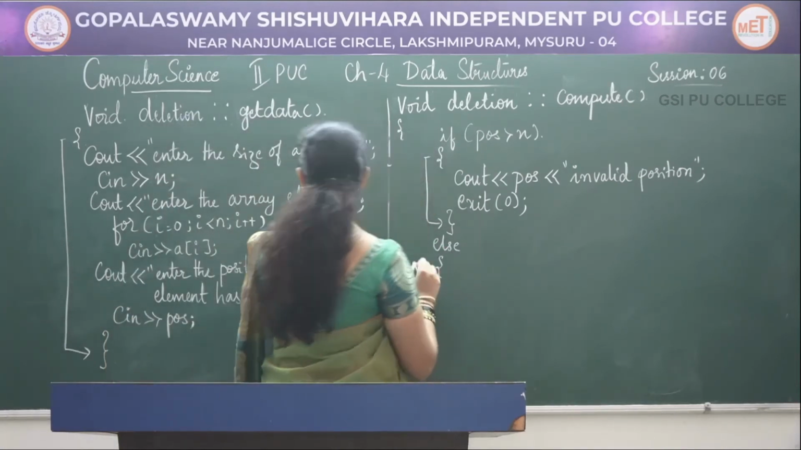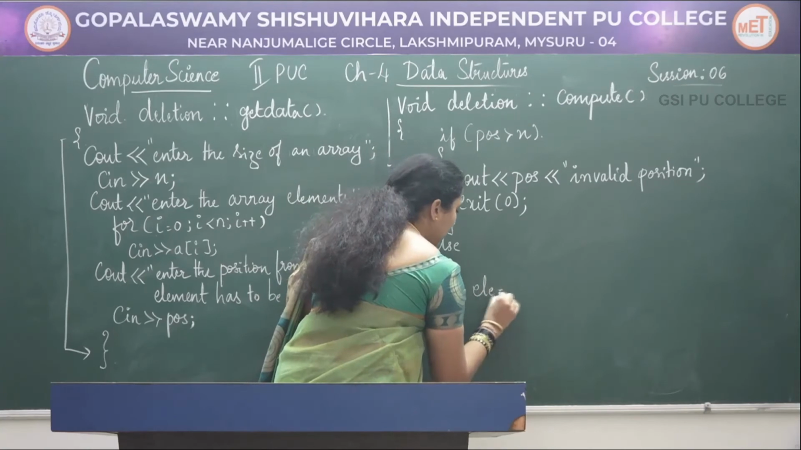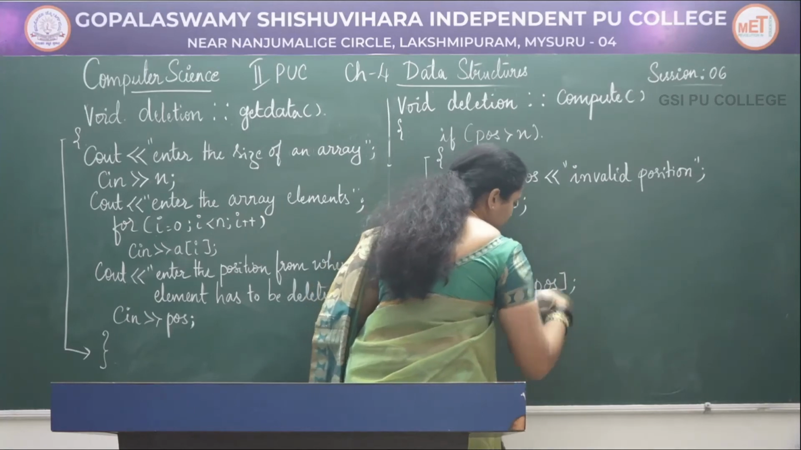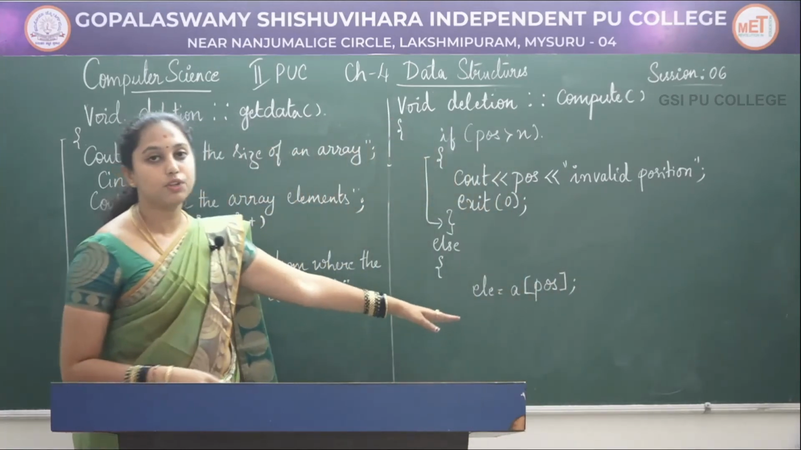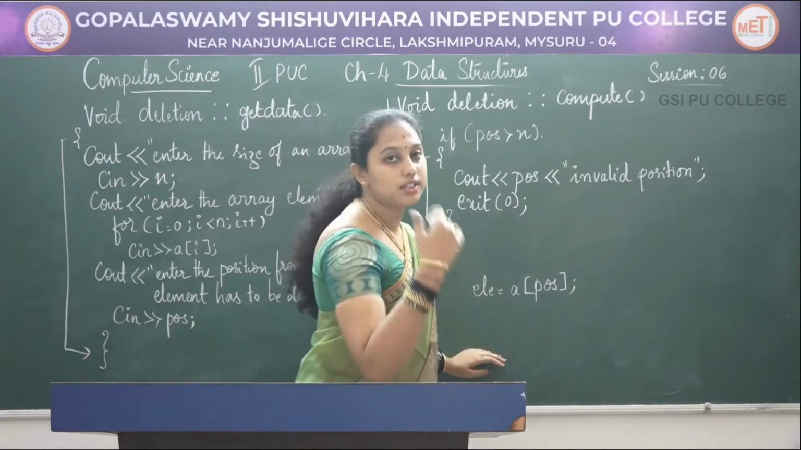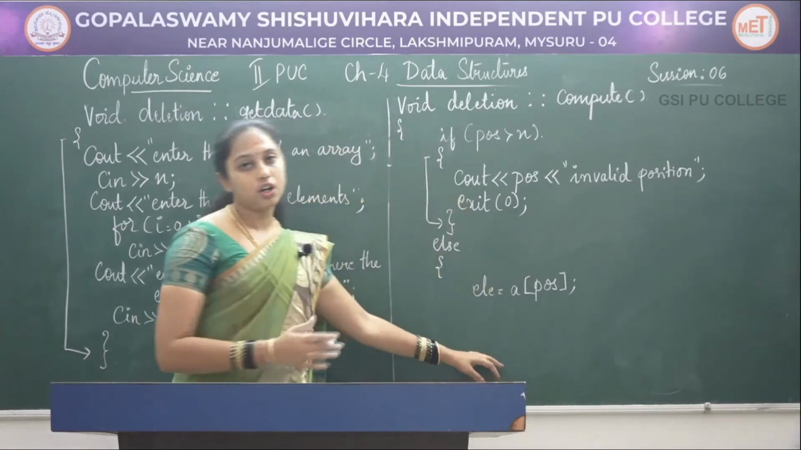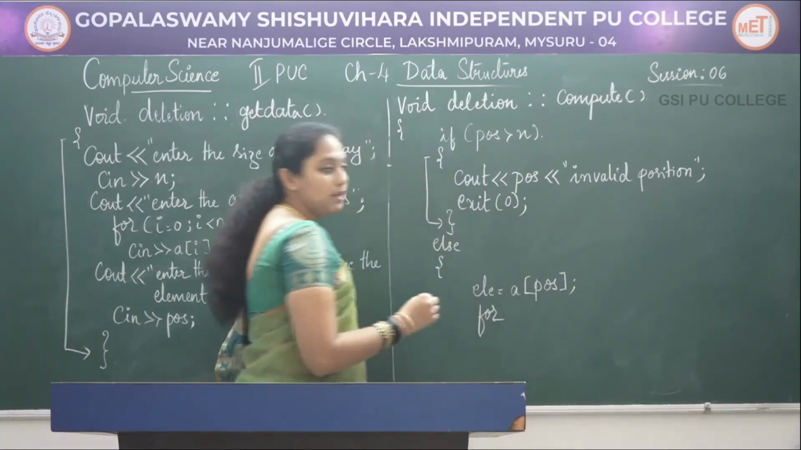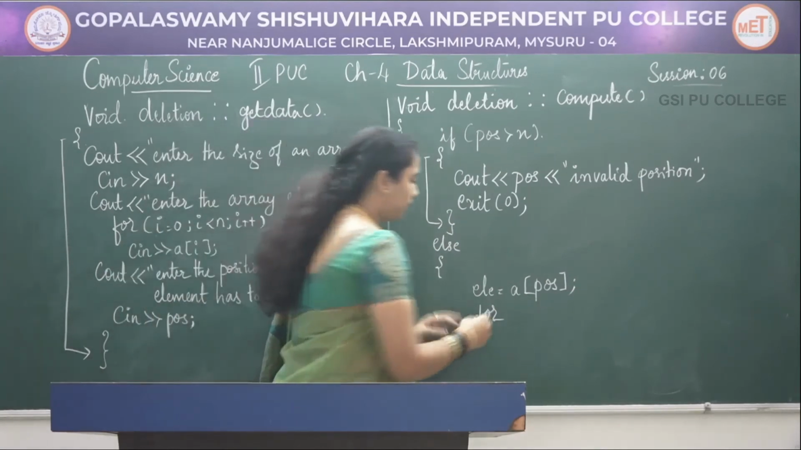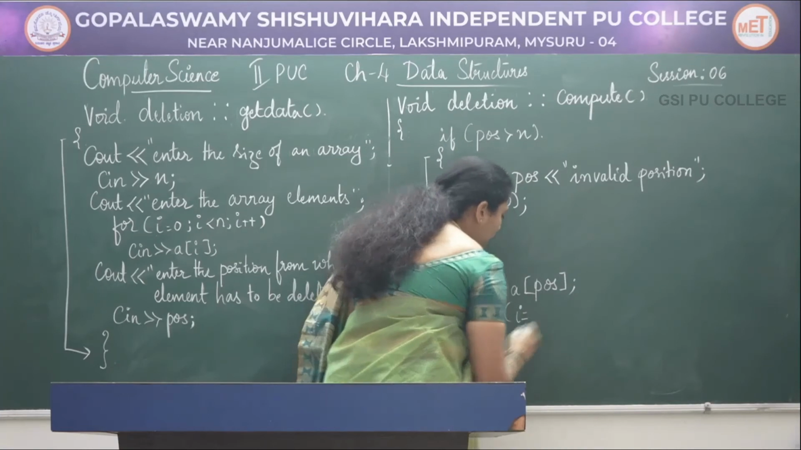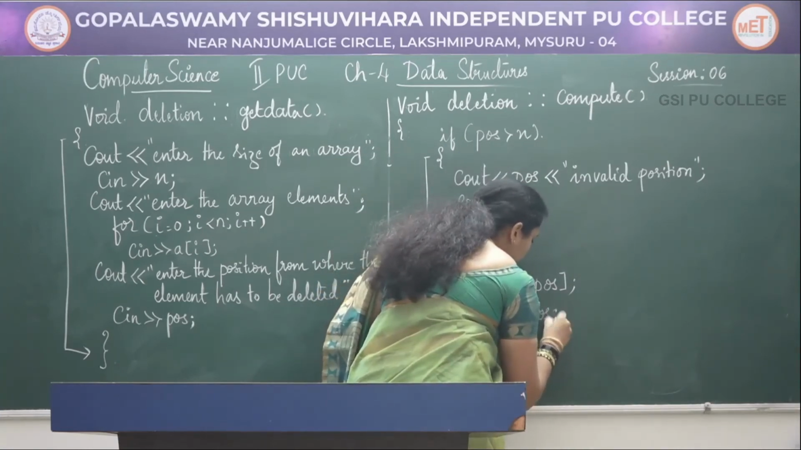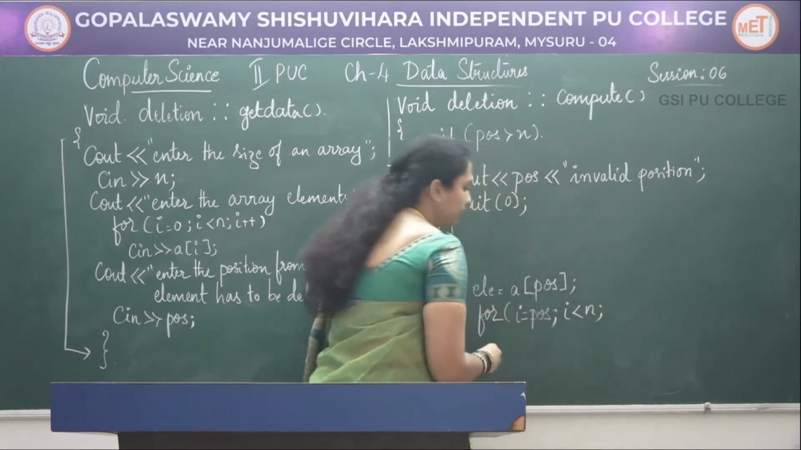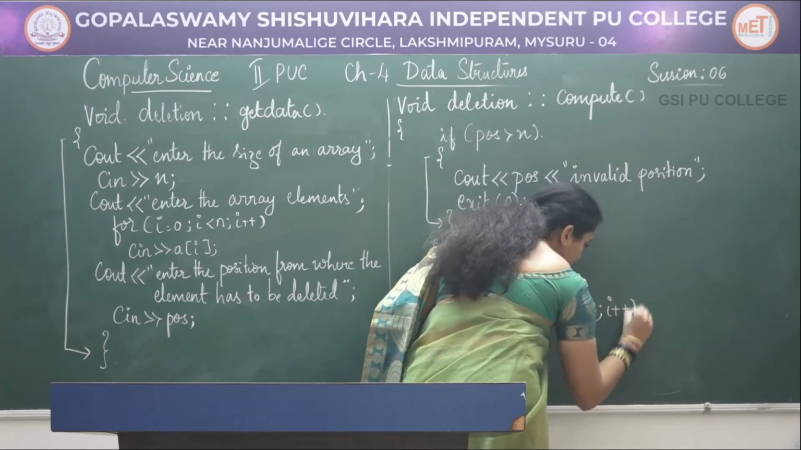So element is equal to A of position. Then what we have to do? We have to shift all the elements from the deleted position till the last element to its lower order position. So using a for loop, we are going to shift the elements to its lower order position. For i is equal to position, i less than n, i plus plus.